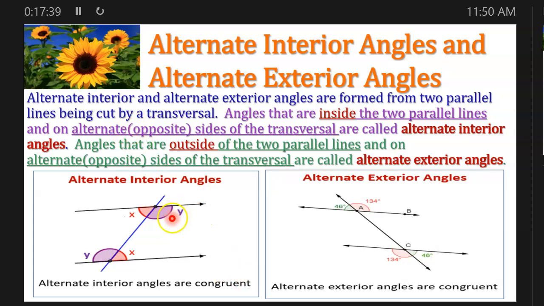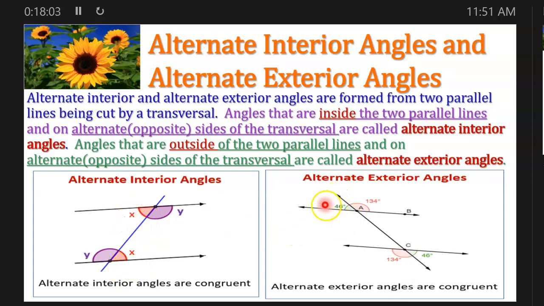So here's an example of some alternate interior angles. This angle Y and this angle Y, they're inside or the interior of these two parallel lines, but they are on alternate sides of this transversal. Okay, and they are congruent. So Y is going to be equal to Y. Same with this X. It's going to be equal to that X, because these are also alternate interior angles.